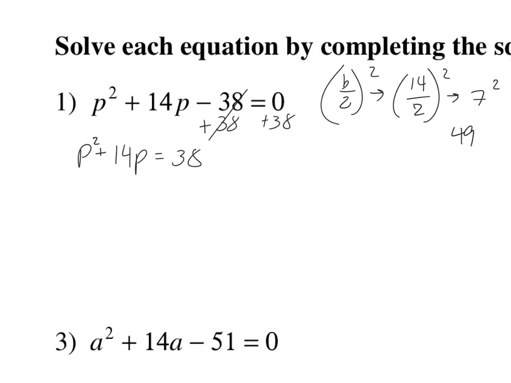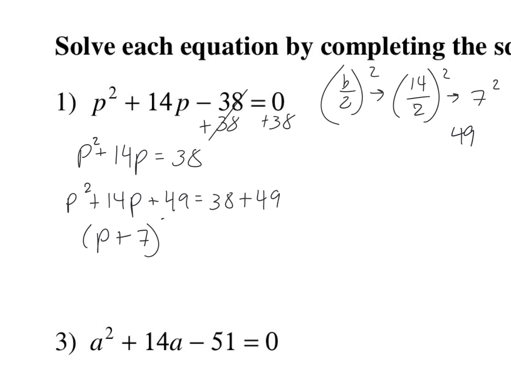So you get 7 squared, which is 49. Now, after you get that, we're going to write p squared plus 14p plus 49 equals 38 plus 49. Now, p squared plus 14p plus 49 factors into p plus 7 squared, and 38 and 49 are 87.